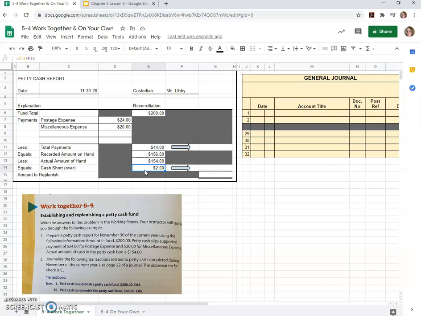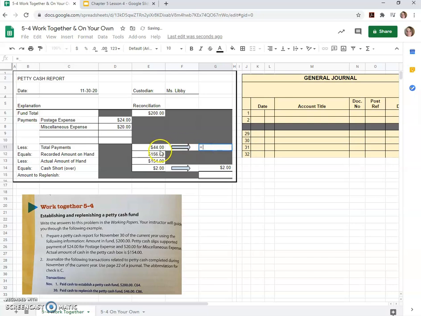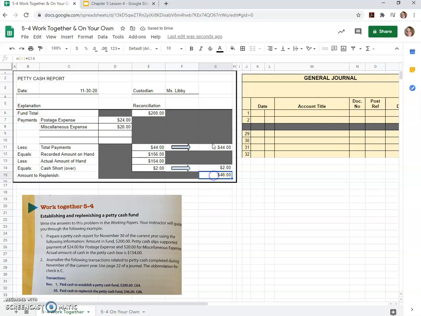All right, the next step in the deal is to figure out the total amount. Actually, this just carries over. We didn't do that before, but it does. And then cash short and over, we carry that over, or equals this, and this one would have been equals this. So this amount, the total amount to replenish, is just adding those together. Equals that plus that. $46. That is important, that's how much our journal entry will have to be for. Okay, so we did prepare the petty cash report. We're now finished with that.